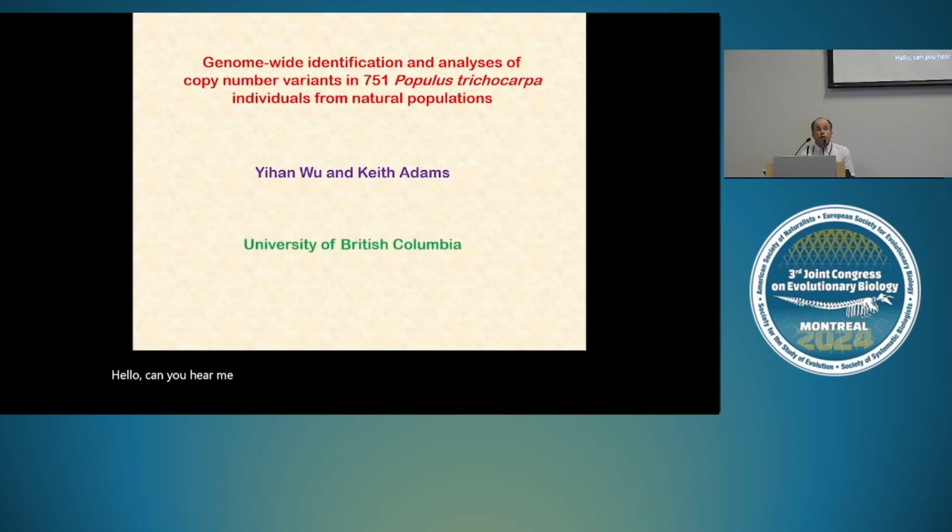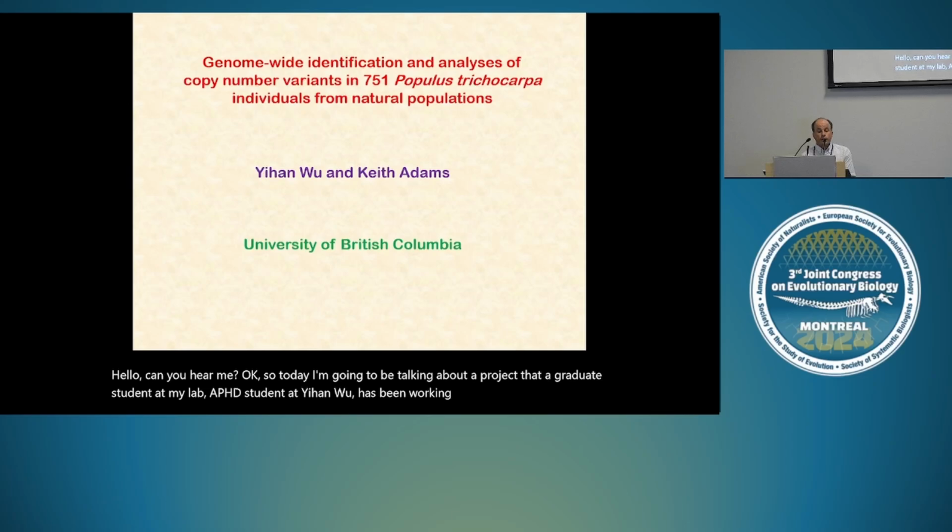So today I'm going to be talking about a project that a PhD student in my lab, Yihan Wu, has been working on, called Genome-Wide Identification and Analyses of Copy Number Variants, which I'll call CNVs for short, in 751 Populus trichocarpa individuals from natural populations.